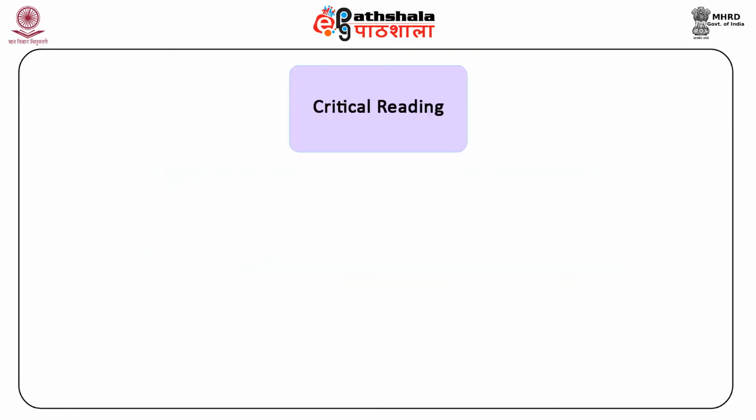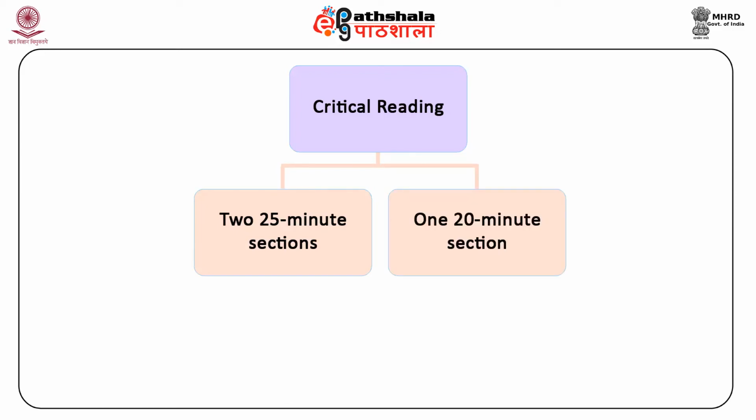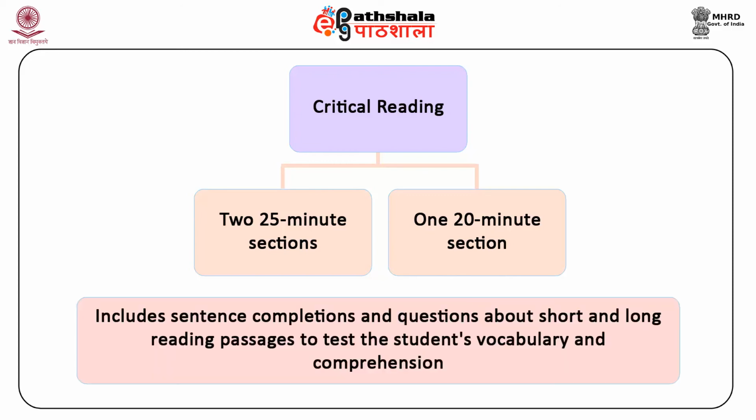Critical reading. The critical reading section of the SAT is made up of three scored sections, two 25-minute sections and one 20-minute section, with varying types of questions including sentence completions and questions about short and long reading passages to test the student's vocabulary and comprehension.